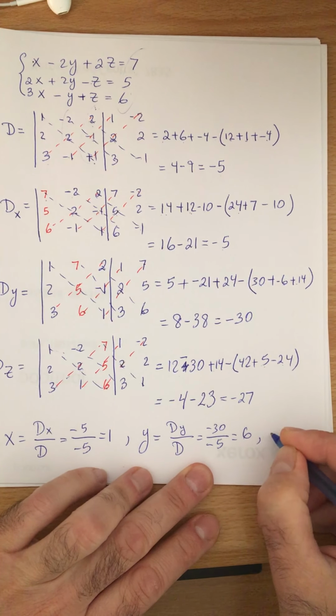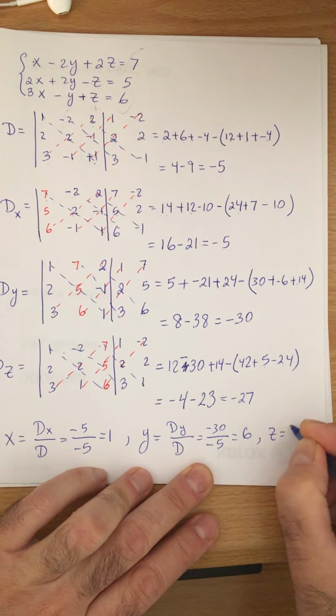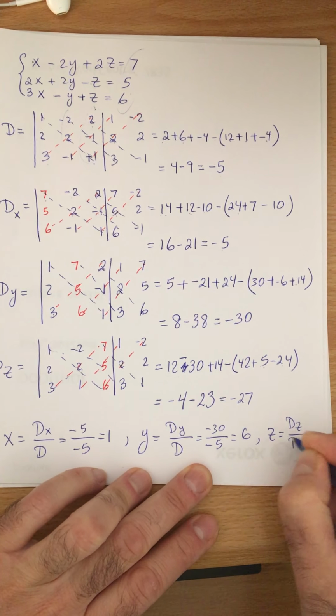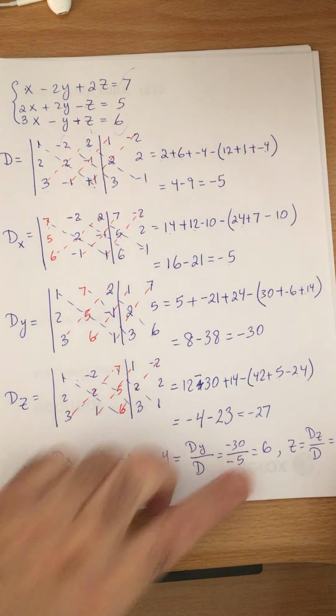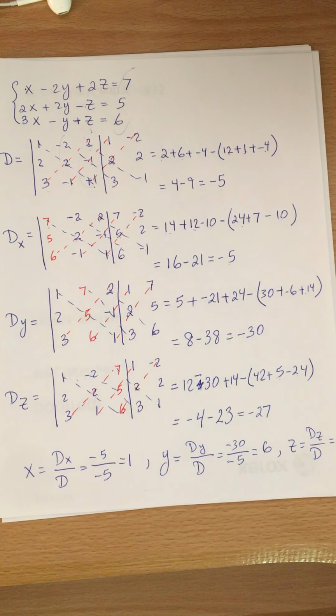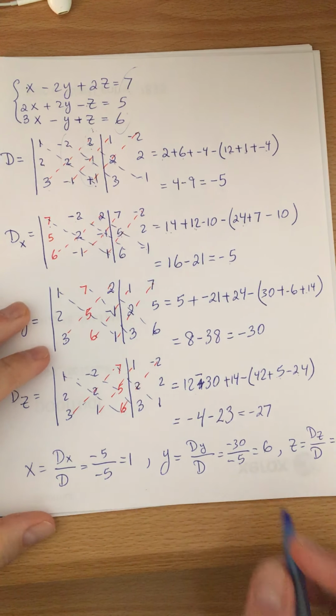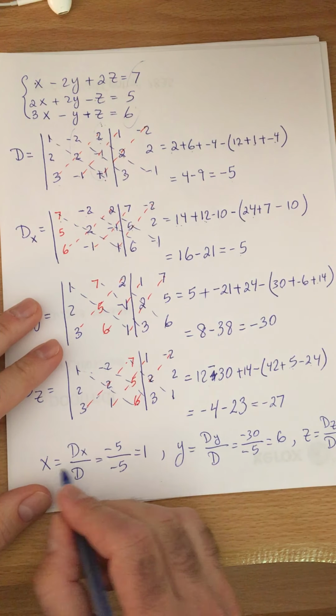And then d of z, and the z value is given to you as d of z over d, and there is a mistake here because I should not get a decimal, but I do. So I'm going to check that in a second.